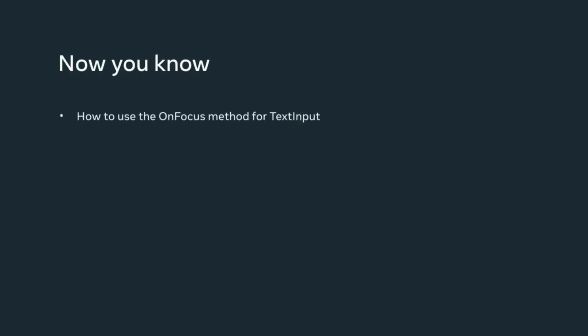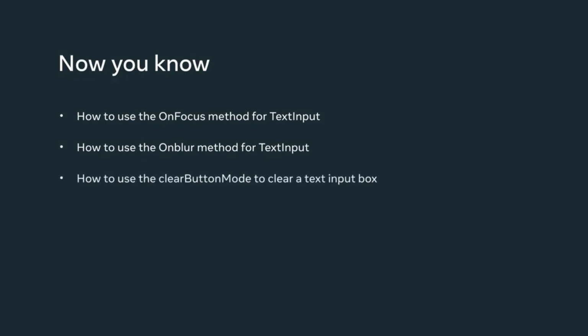In this video, you learned how to use the onFocus method to trigger a response to a text input box being focused, use the onBlur method to trigger a response to a text input box being blurred, and use the clearButtonMode prop to configure a button for clearing a text input box. You're now ready to create forms in React Native that offer a more intuitive text input experience for users. Well done!